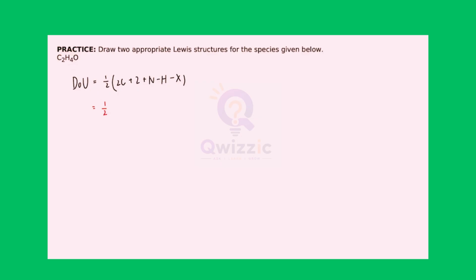So we have again half times 2C. According to our formula, the number of carbons that we have is 2. So plus 2. Then our nitrogens, we don't have any nitrogen, so that's just plus 0. And then our protons, we have 4 protons, so that's minus 4. And lastly, for our halogens, we have 0, so that's just minus 0. Alright, so if I put everything into my calculator, the total that I get is just 1, so we have 1 degree of unsaturation.